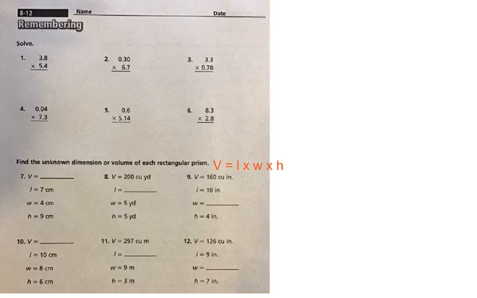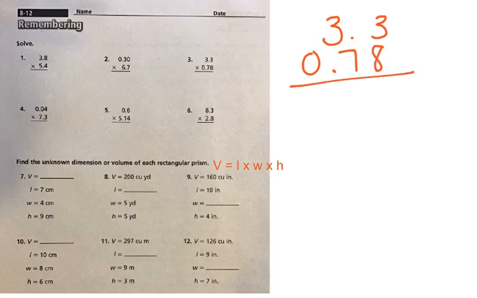So number 3, we have 3 and 3/10 times 0.78, or times 78 hundredths. And I'm going to multiply just like I do in any other multiplication. 8 times 3 is equal to 24. Put down my 4, carry my 2. 8 times 3 is 24, plus 2 more is 26. Carry my 2. Then I'm going to put down my placeholder.